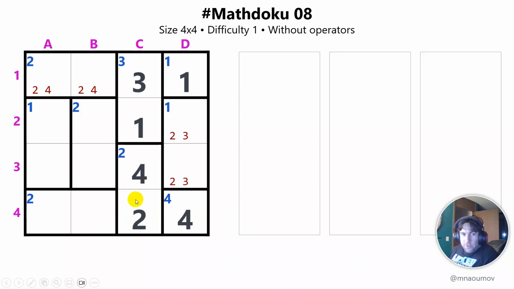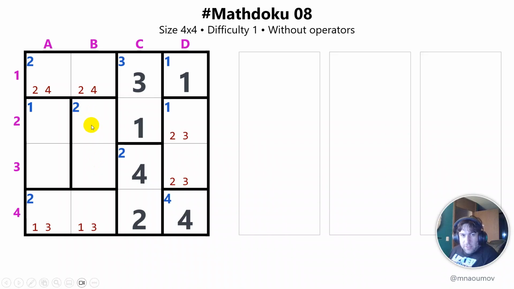Now let's look at row 4. First fill in the other numbers that are left in this row. It could be numbers 1 and 3. Now let's look at cage B2.